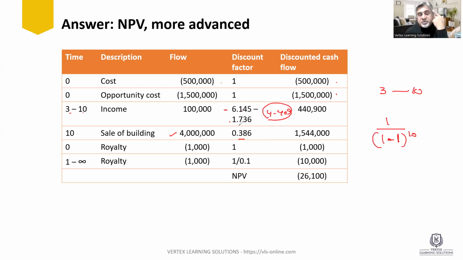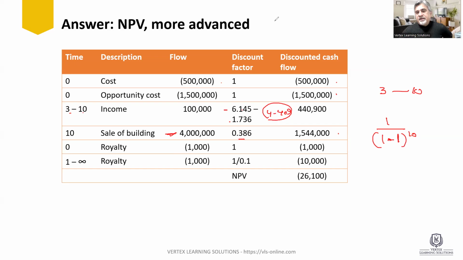So the cash which you receive, 4 million in the 10th year, in terms of today is only 1.54 million. See, this is how money loses value over time. You say, I'm going to get 4 million in the 10th year. I say, yes, in terms of cash you will get 4 million, but in terms of value, if I compare it with today, it is only 1.54 million. And then you have a royalty.